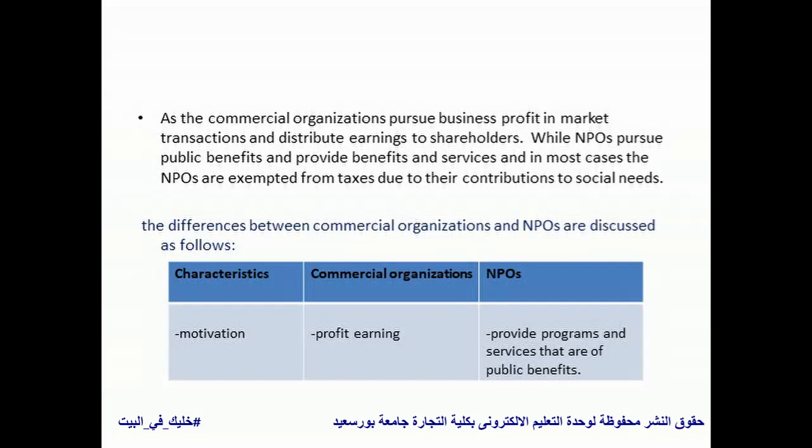The motivation for commercial organizations is profit earning. Why? Because the commercial organizations are profitable organizations, so they seek profit. So the motivation for commercial organizations is profit earning, while for NPOs or non-for-profit organizations, the motivation is to provide programs and services that are of public benefit. They seek the public benefit and not profit.